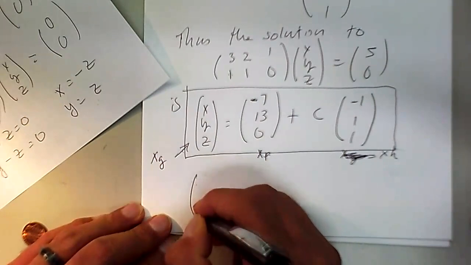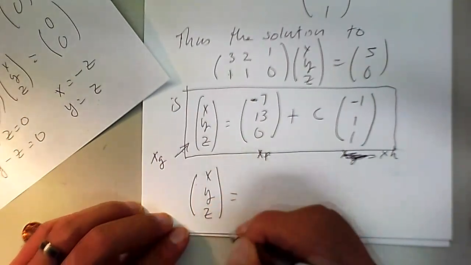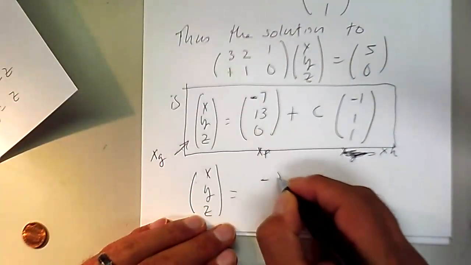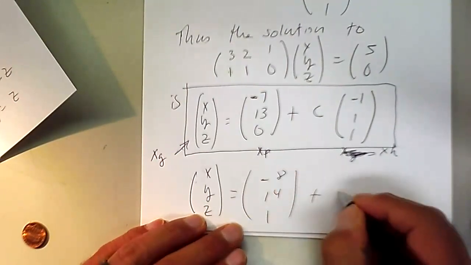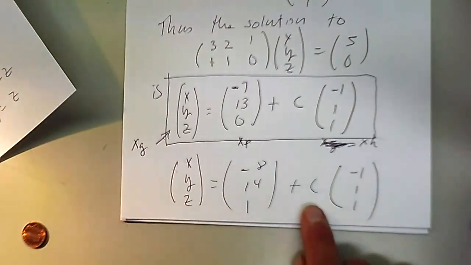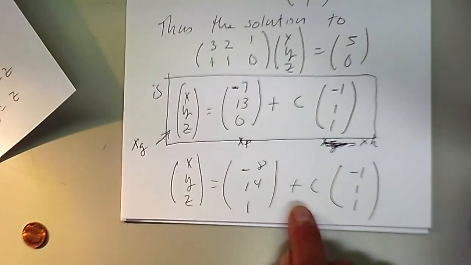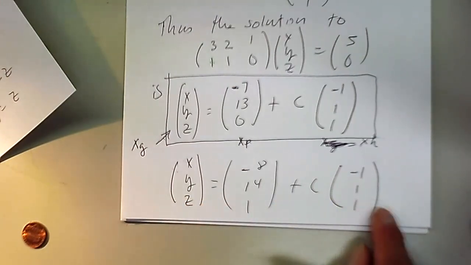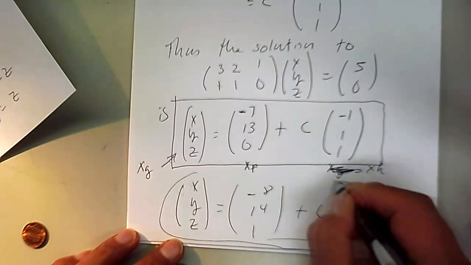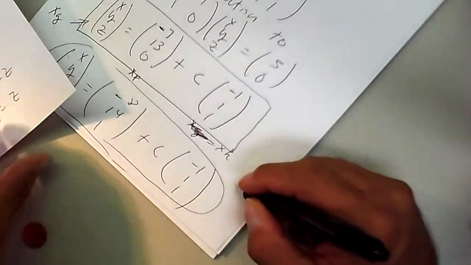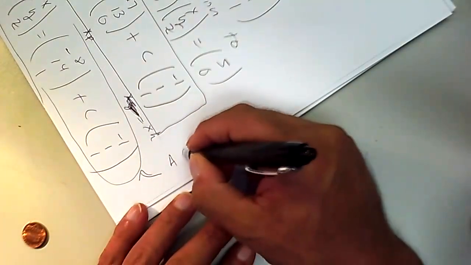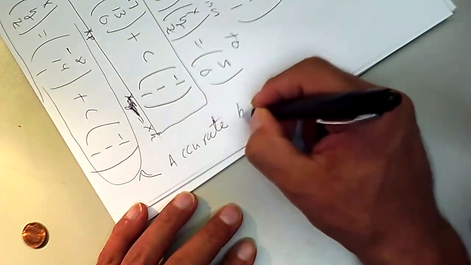Keep in mind, though, that if we put x, y, z as negative 8, 14, 1, plus a constant times negative 1, 1, 1, we're still going to end up with the same solution. So this is accurate, but it is not correct. There's a difference between accurate and correct. Accurate, but incorrect.